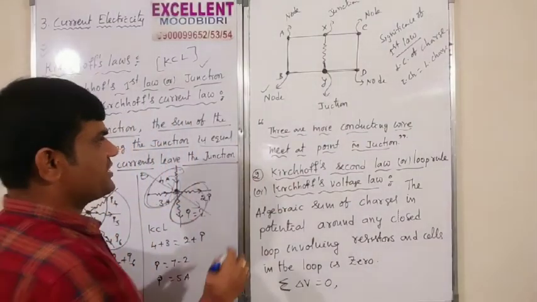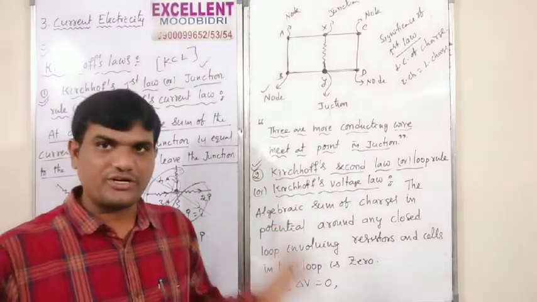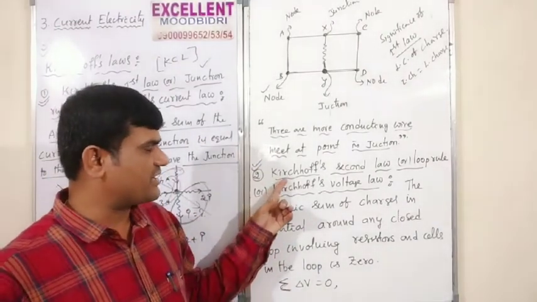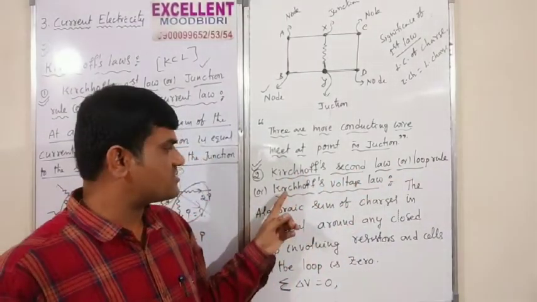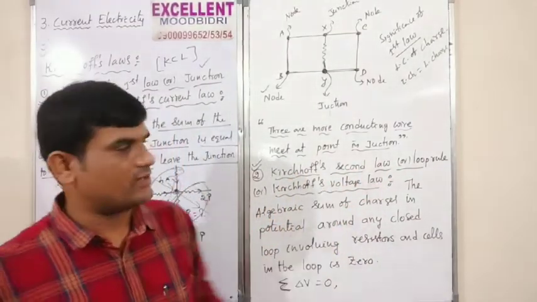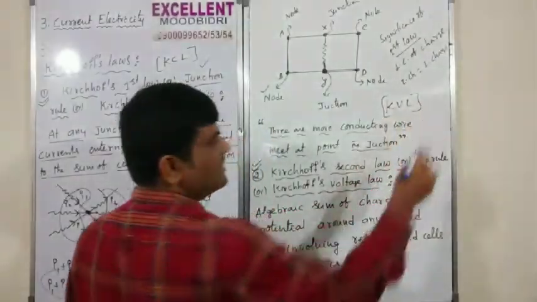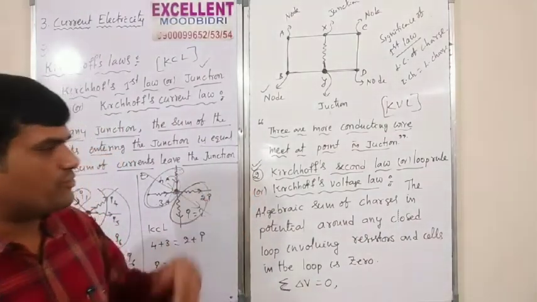Right. Next one, Kirchhoff's second law, which is very important. What is Kirchhoff's second law? We can write it. Kirchhoff's second law is the loop rule, as well as Kirchhoff's voltage law, KVL. KVL means Kirchhoff voltage law. What is the Kirchhoff voltage law?